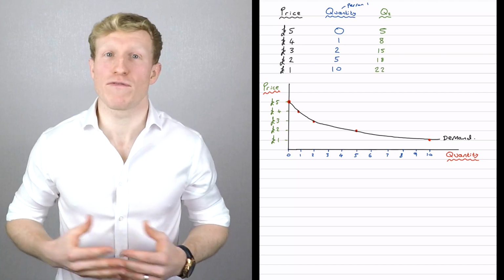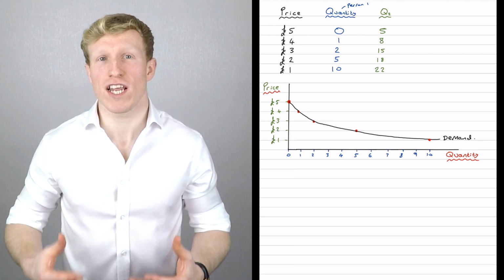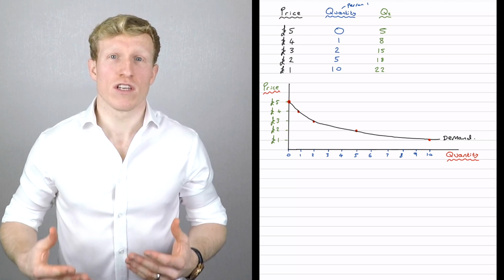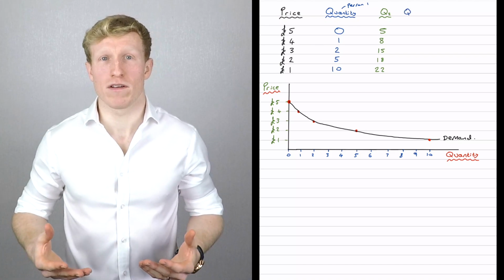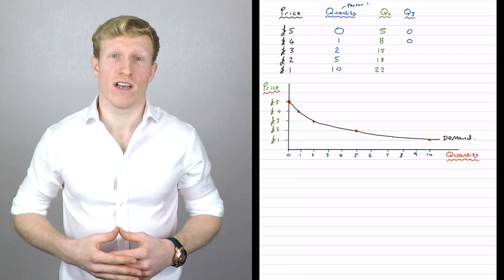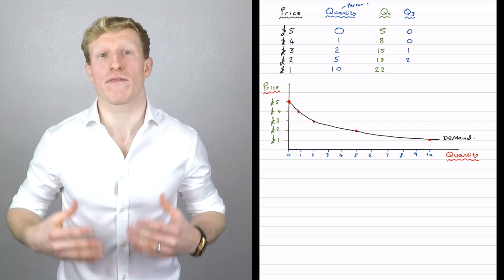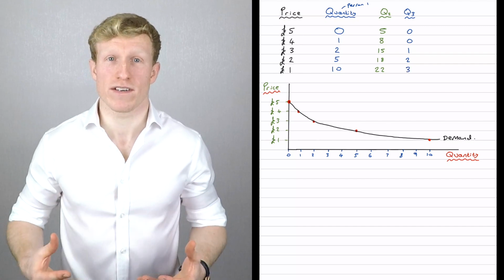Then imagine we add a third consumer into our table and look at their individual demand, but they don't really like chocolate very much at all. So at a price of £5 or £4, they don't buy any. At a price of £3, they buy 1 unit. At a price of £2, they buy 2 units. And at a price of £1, they buy 3 units of these chocolate bars per week.